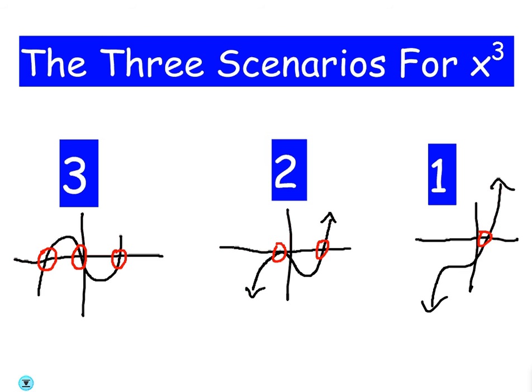Here's what the scenarios for x cubed look like. For the first scenario, it can touch 3 times. But notice if we move the graph down a little bit to where this just touches the x-axis, it would only touch twice. And if we move it far enough down, it will only touch once. For a cubic function, it has to touch at least once. It can't touch 0 times, unlike an x squared function. But still, the rule remains: it cannot touch more than 3 times.